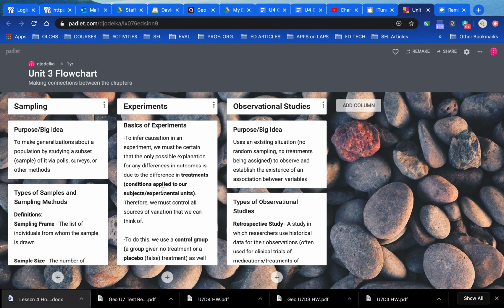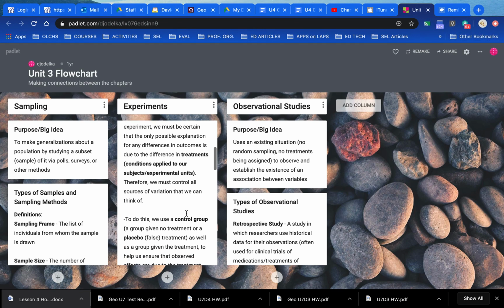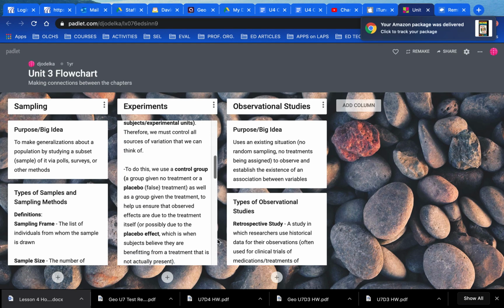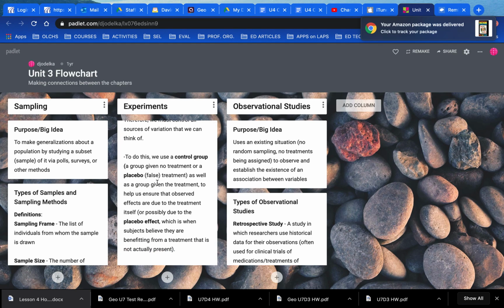You have to make sure that the differences you're seeing have to do with the treatments, like the drug you're potentially giving someone, not due to their gender or some other thing. So the whole point of designing experiments is to find some way to minimize variation as much as humanly possible. So that's why we use a control group. That's a group that's given no treatment. Or a placebo is given, which is a false treatment. So the person may think they're actually getting a treatment, but they're really not.